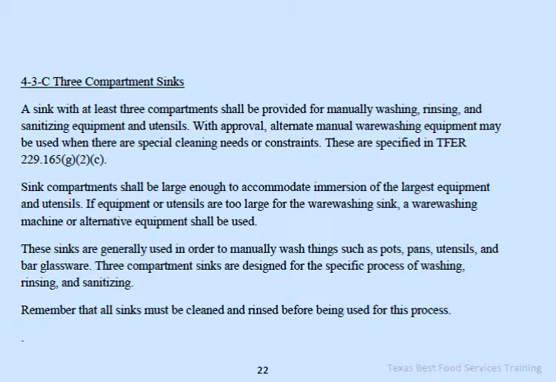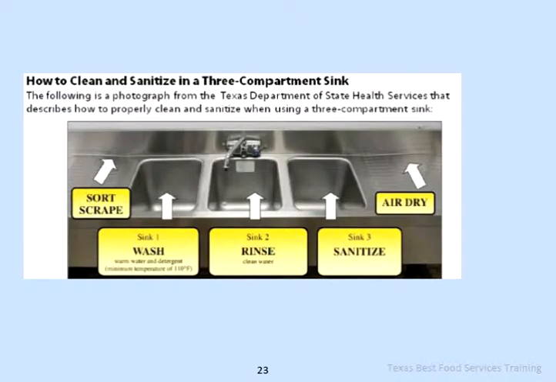These sinks are generally used in order to manually wash things such as pots, pans, utensils, and bar glasses. 3-compartment sinks are designed for the specific purpose of washing, rinsing, and sanitizing. Remember that all sinks must be cleaned and rinsed before being used for this process. Here we have a 3-compartment sink. On the left, this is a table for sorting and scraping. Sink number 1 is for wash, the middle for rinse, the third for sanitize, and the table on the right for air drying.